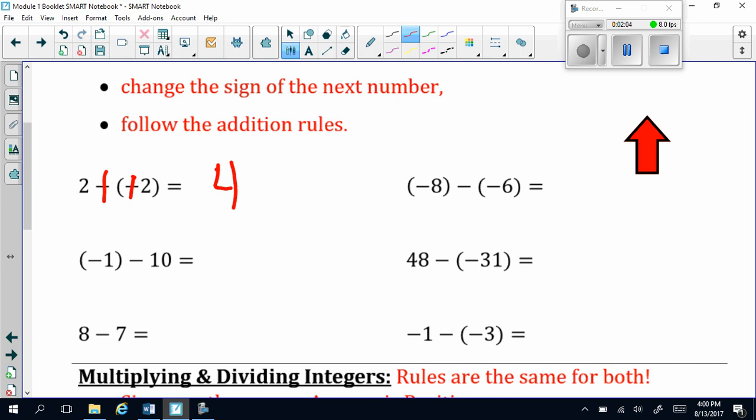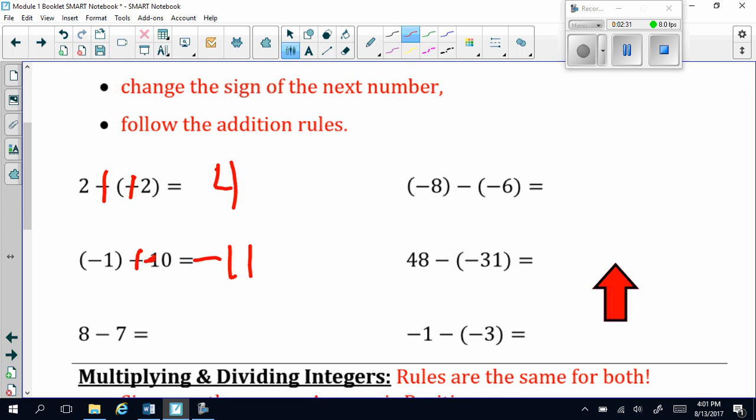Okay? In the next example, negative 1 minus 10. I'm going to change the subtraction to addition and change the sign of the next number. So that's going to be negative 10. Now I am adding because I've changed it to addition. They're both negative. So I add and keep the sign.